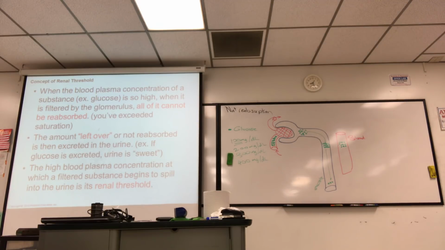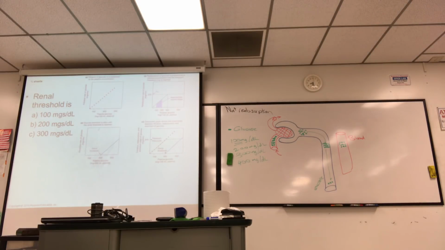So to summarize, when the blood concentration, for example, of glucose is so high, when it's filtered by the glomerulus, all of it cannot be reabsorbed. You just exceeded saturation. The amount, quote unquote, left over or not reabsorbed is then excreted. You have sweet urine. The high blood plasma concentration at which a filtered substance begins to spill into the urine is the renal threshold. Let me ask you this question. What's the renal threshold in our example?